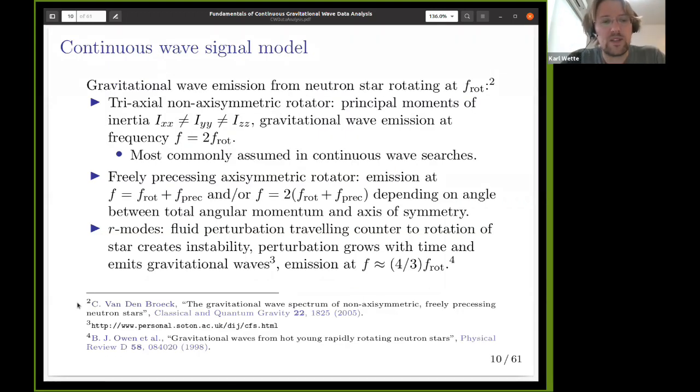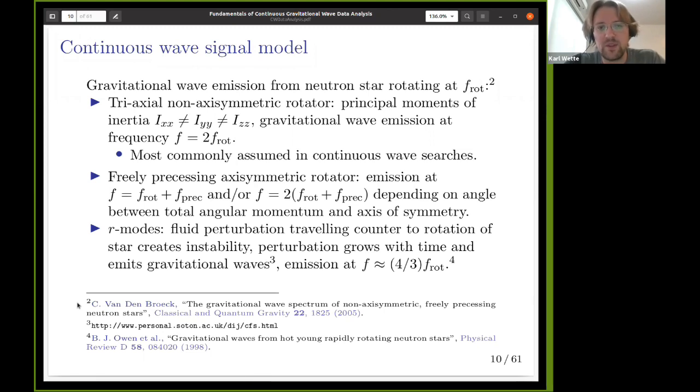Okay, so now let's start looking at our continuous wave signal model. I imagine in Ian's lecture yesterday, you'll have gone through some of the types of sources of continuous gravitational waves in a lot more detail. So I'm just going to briefly outline here some of the typical types of sources in terms of the actual geometry of the neutron star.